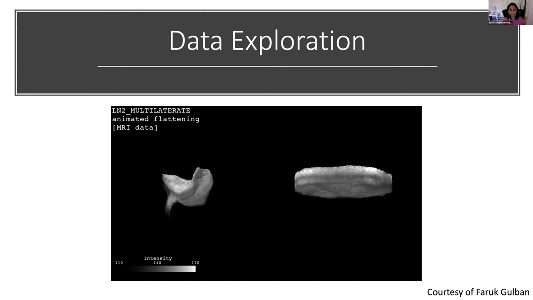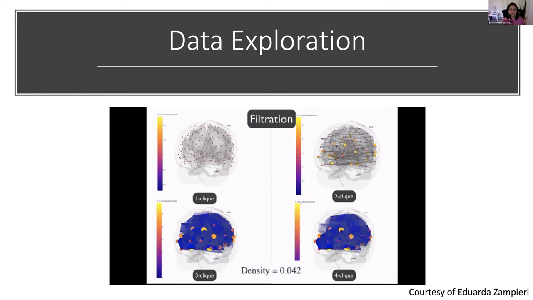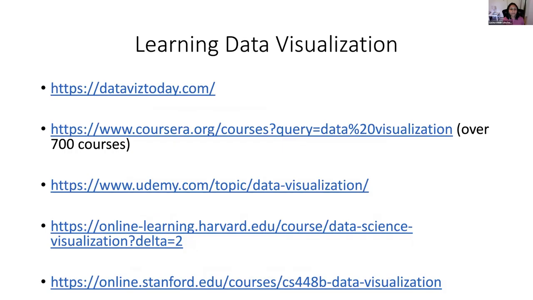And this is another example of data visualization from Eduarda Zampieri, who also kindly provided this in response to my desperate tweet. To learn how to do this, I was impressed to find how many free tools there are online. On Coursera, there's something like 700 different courses. I'm sure one of them would be relevant for what we would want to do. There are all these different universities. I think both Stanford and Harvard have data visualization courses online, and I'm assuming that others do as well.